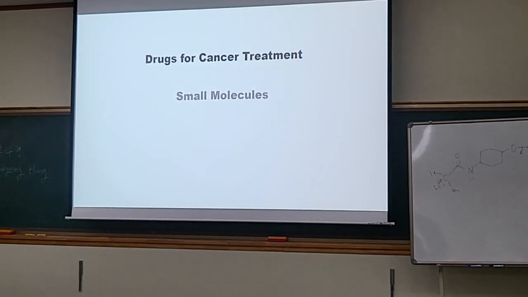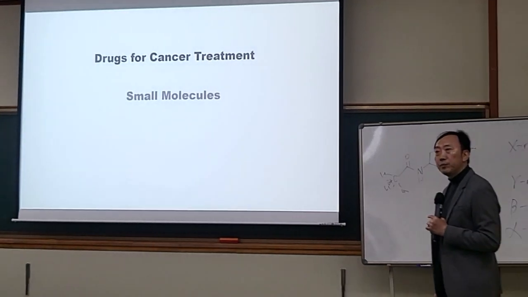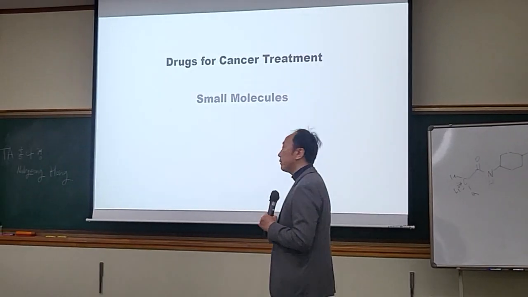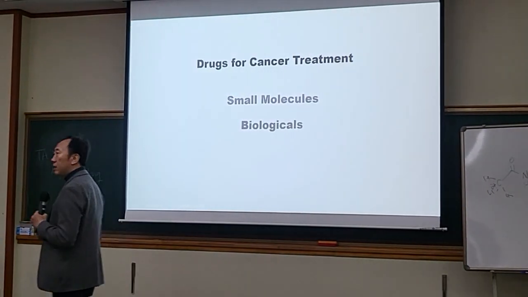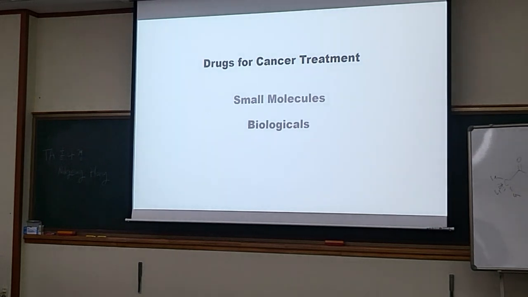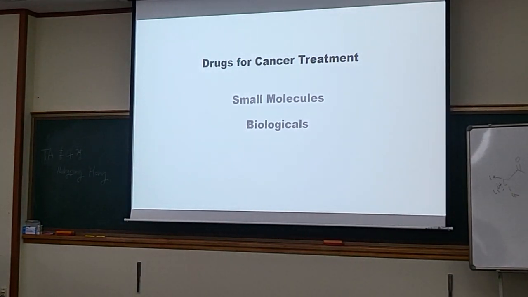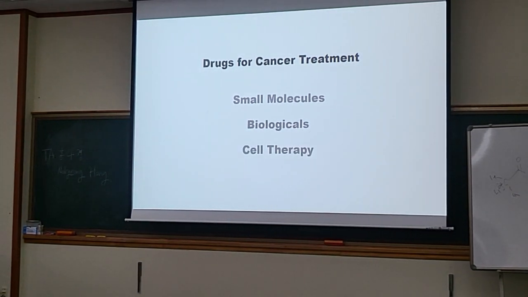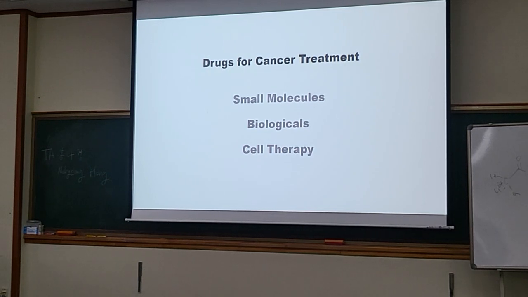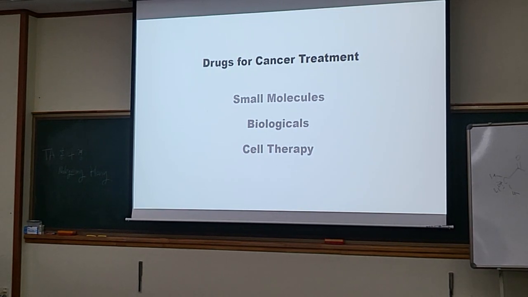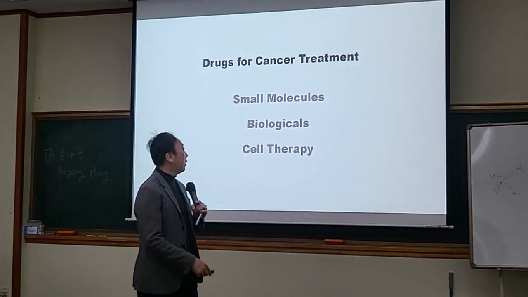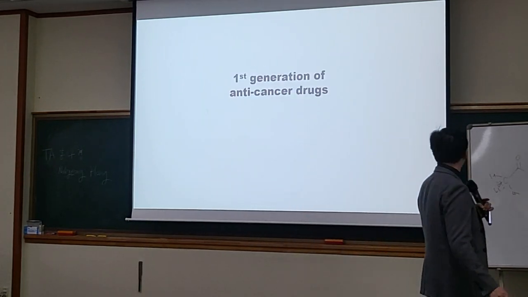So those are drugs. It can be a small molecule. So that's usually what we call a drug. Or it can be biological materials like antibodies or proteins. And even whole cells can be used for cancer treatment. This is the next class topic. And so these are the classes of treatment.